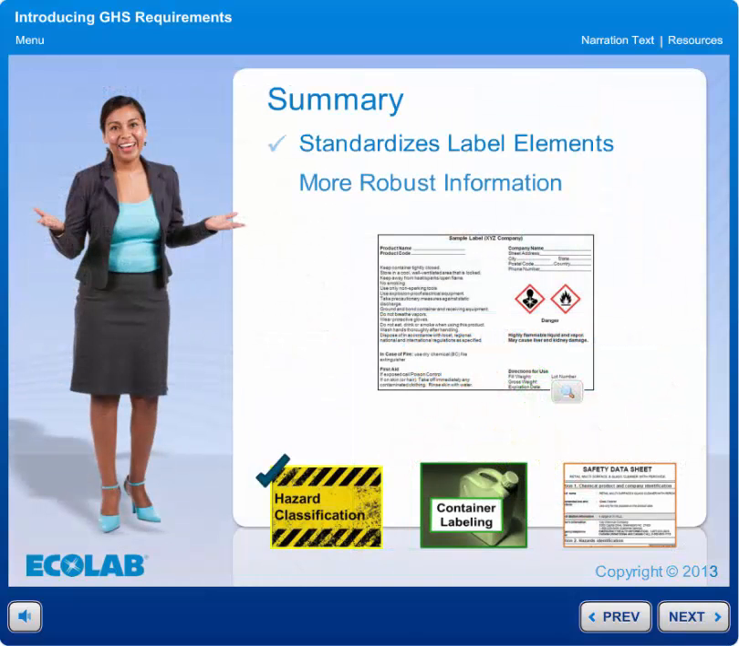In this section, we explored the labeling requirements of the GHS regulation. GHS container label requirements will provide more robust information about the product's hazards. To continue to the next section, where we'll discuss safety data sheets.